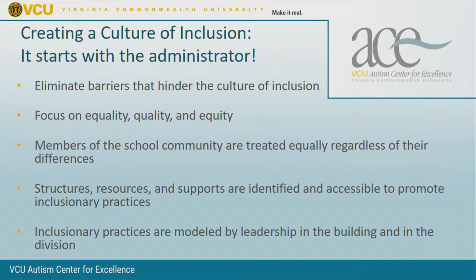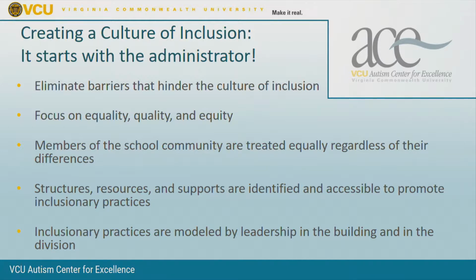We also want to look at the quality of the education. We want to make sure that supports are put in place that are individualized to those specific learning characteristics. And then we also want to make sure that things are equitable. We want to make sure that if there is a special dance, that all students are invited to participate in that special dance. Clubs, all of our students or any student within the building is invited to participate in any of the clubs as well. So we want to really make sure that we're looking at equality, quality, and equity.